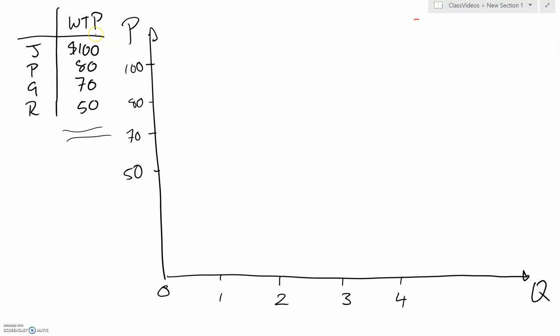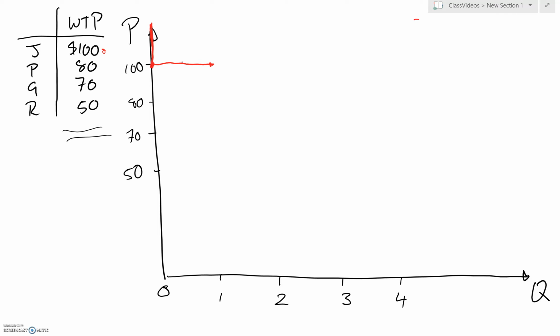Let's go to a different color here. If the price is above $100, no one's going to buy the good. This means the demand curve lines up with the vertical axis, so the demand curve is here. Now at a price of 100, John is indifferent between buying the good and not. He might pay $100 for something he values at 100, or he might not, or he might buy the good. So this demand curve is going to come out like this. Here, only John is buying the good.